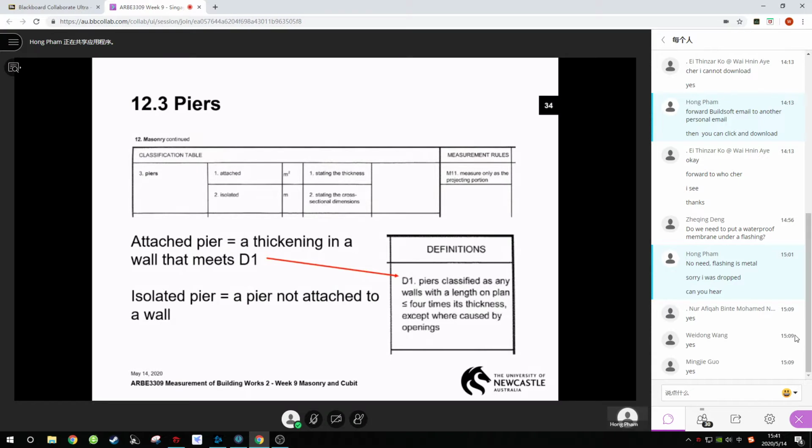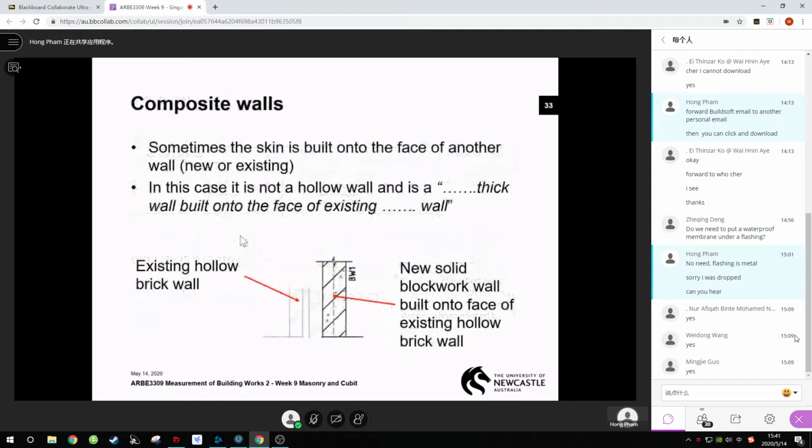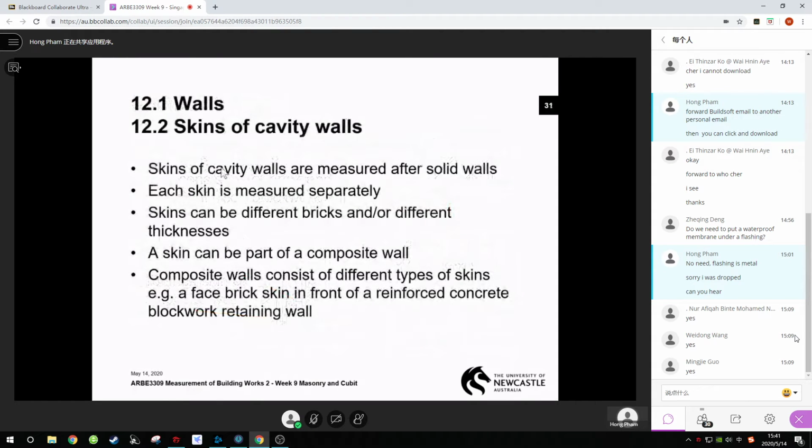Okay, let me explain to you a little bit here. Now we're on the first 12.1 and 12.2. So 12.1 is solid walls. When we describe or calculate solid walls, you will go from the thinnest to the thicker one, 110, 230. Remember just now I gave you one example. So the one is solid walls. After you measure solid wall, it comes with skin of cavity walls.